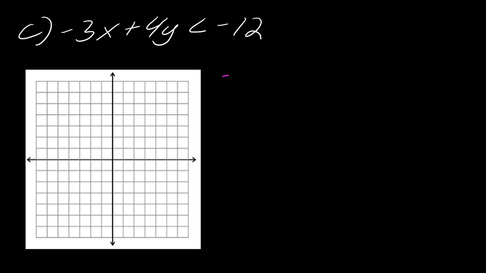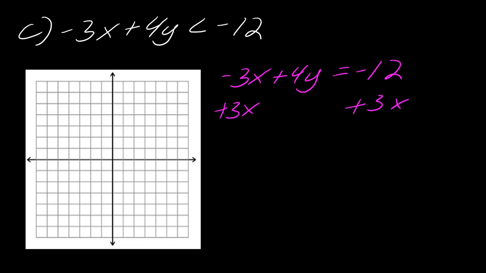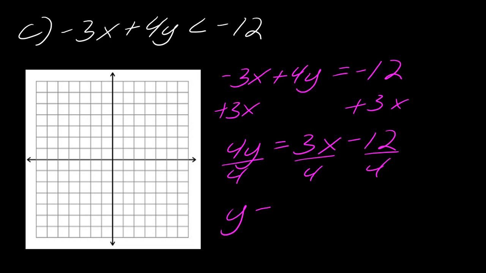Okay, so first things first, I'm going to think of this as negative 3x plus 4y equals negative 12. So I'll start by adding the 3x to each side. So I get 4y equals 3x minus 12. And I will divide all sides by 4 to get y equals 3 over 4x minus 3.